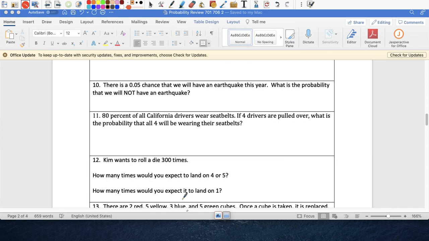Kim wants to roll a die 300 times, right? Kim wants to roll a number cube 300 times. How many times would you expect to land on 4 or 5? Well, right, let's talk about a die.